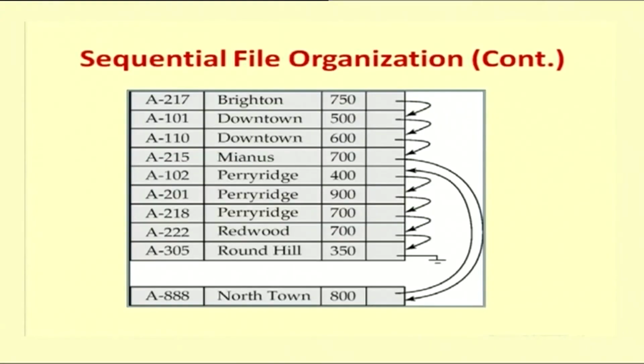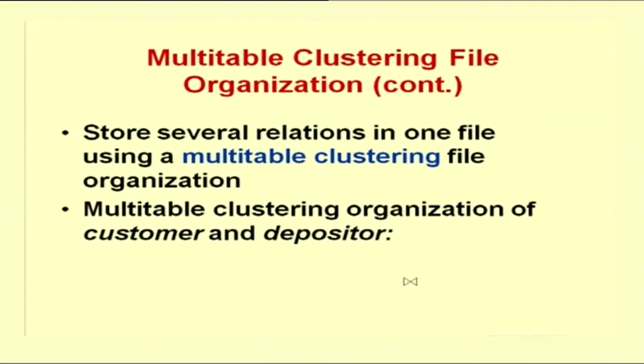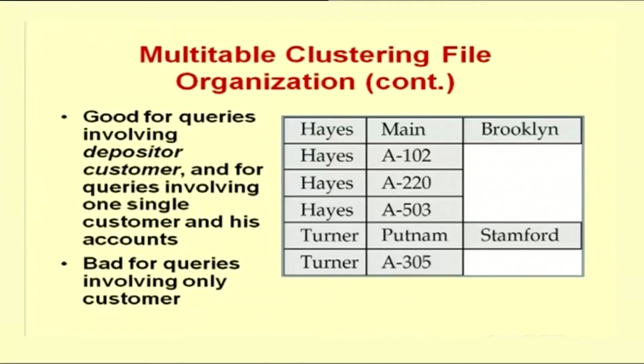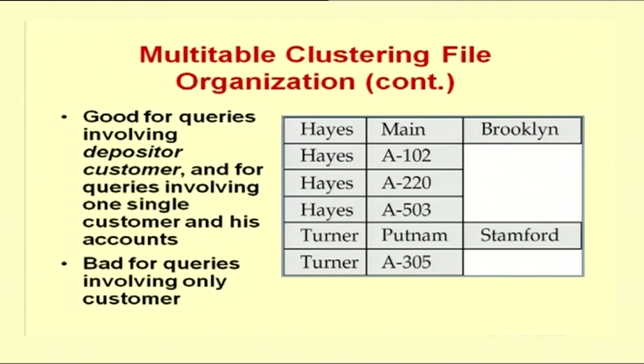So, this is the sequential file organization continued. Here you have a record that has been deleted, and that is put here. Now, if you have multi-table clustering file organization, you store several relations in one file, and for example, you have an example of a multi-table clustering file organization. This is good for queries involving depositor and customer, and one single customer and his accounts, and so on. But if you have a query where we are talking only about customers, then this is not a very good file organization. So, it depends on the type of queries that you normally have.